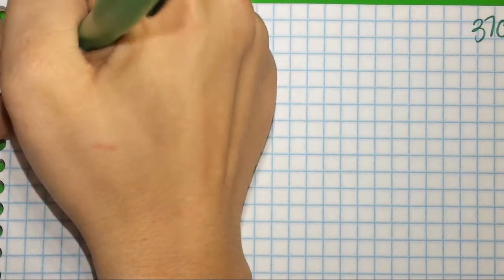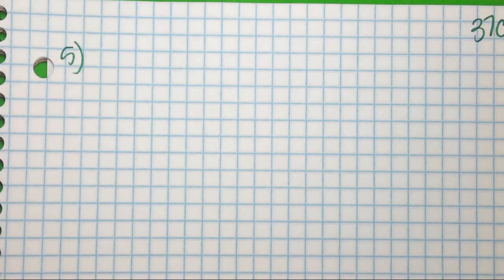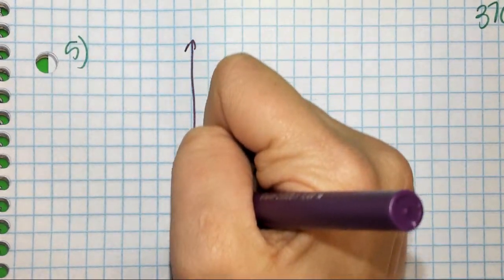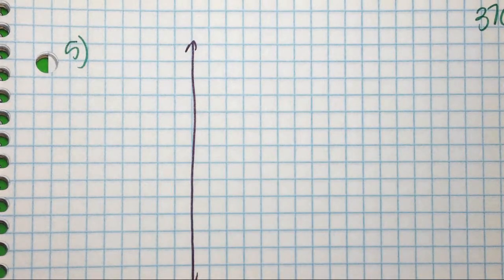Alright, number 5. So what I want us to do first is I want us to draw our coordinate plane. So draw, please. Draw the coordinate plane, the X and Y axis. Oh, a T.